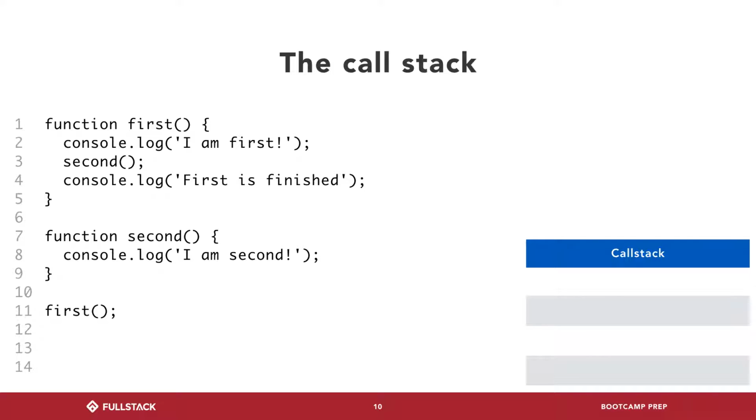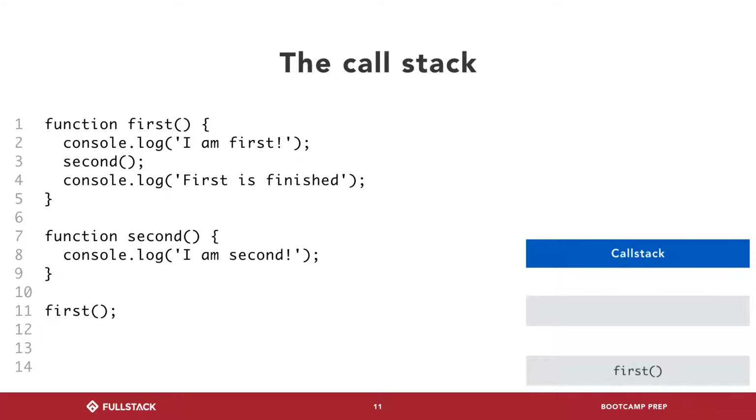Okay, we have a function called first. We have a function called second. The second function hasn't changed, right? It's very simple, very straightforward. Just console logs out a simple message. The first function, on the other hand, console logs out a message. Then it actually invokes this second method within the first method, and then it console logs out first is finished.